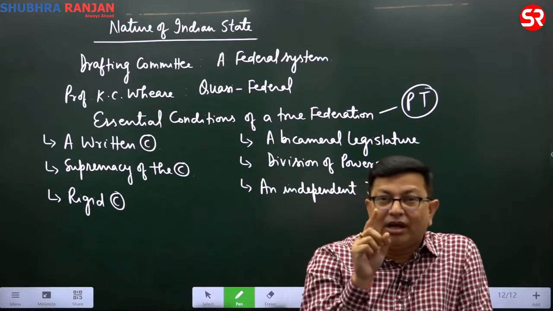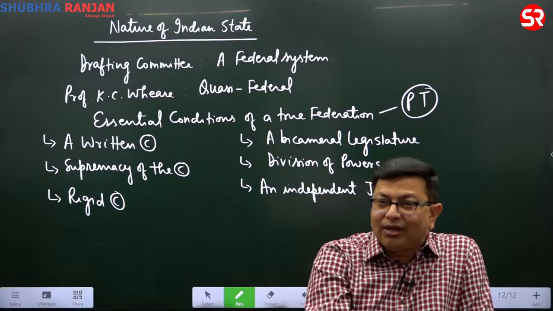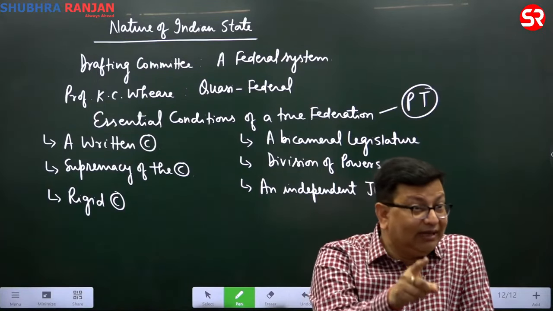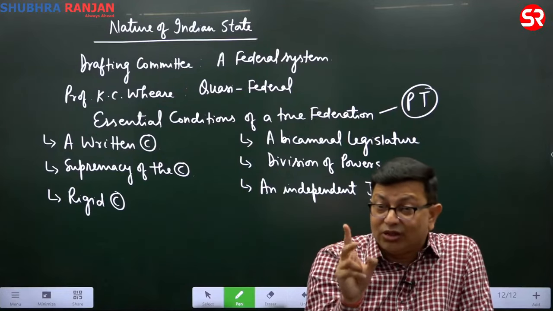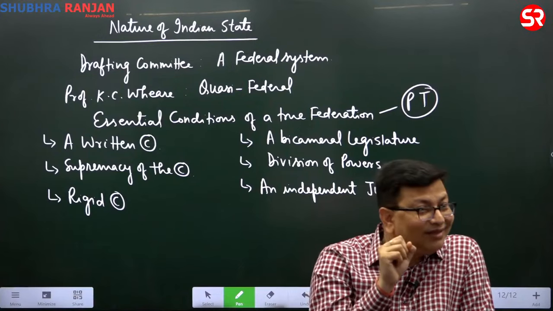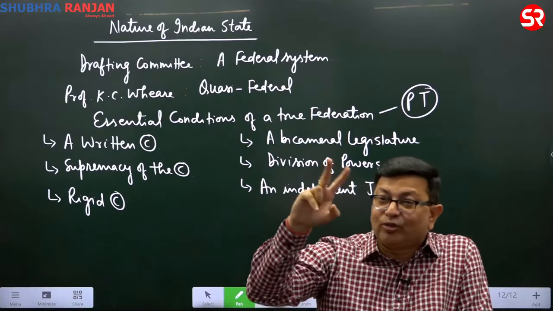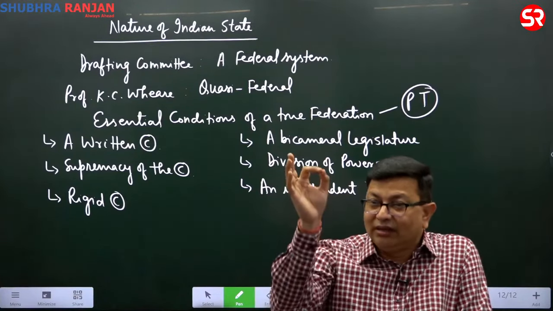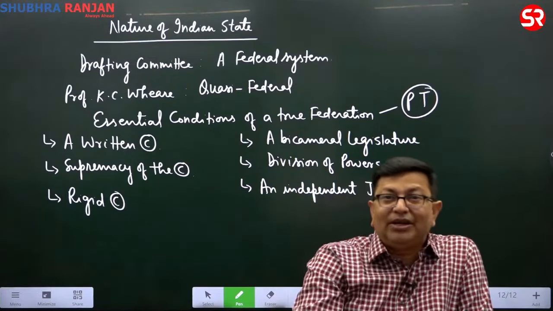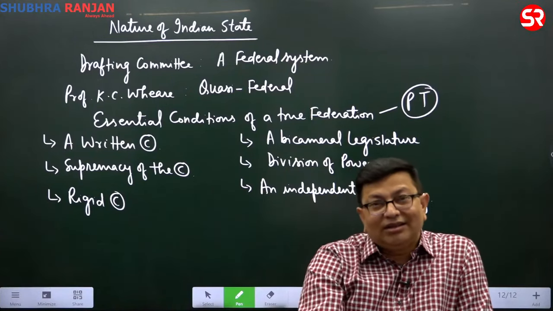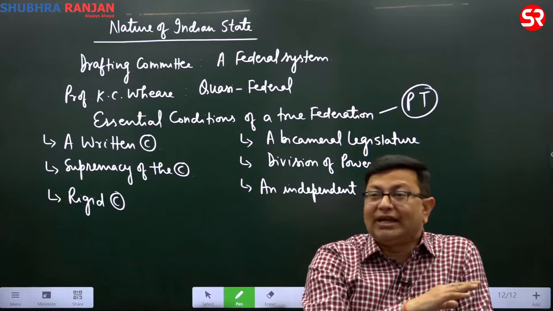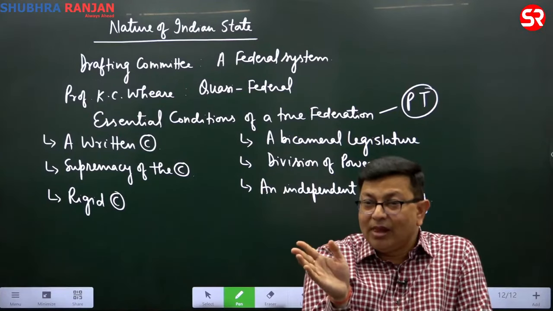And then a bicameral legislature. Why? One house should represent the people directly and the other house should represent the states. And then there has to be a clear-cut division of powers. These are the powers of the union government, these are the powers of the state government. And after that, an independent judiciary. The judiciary should not be biased towards the central government.